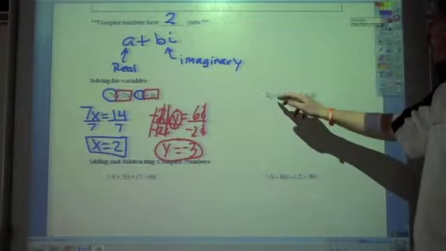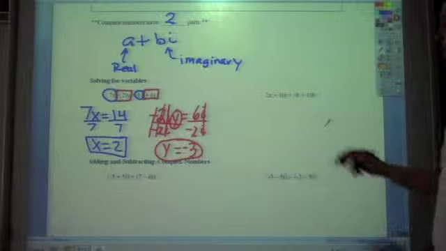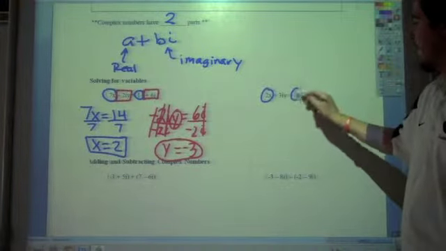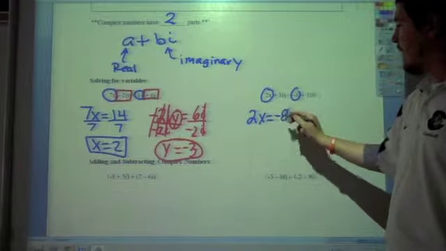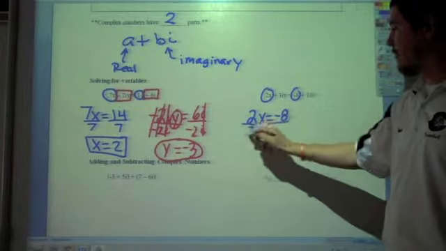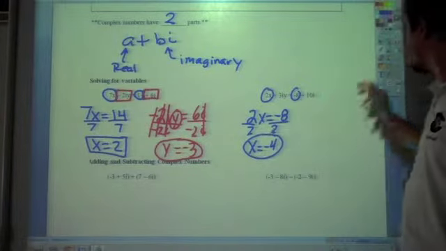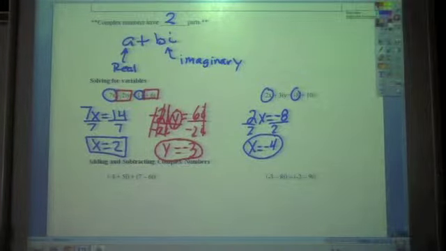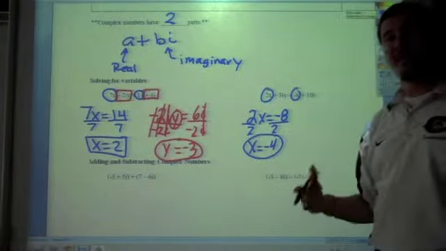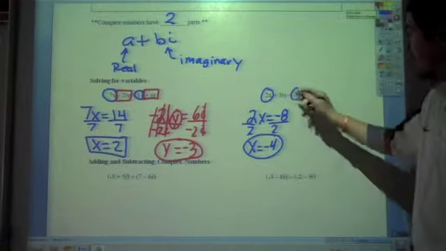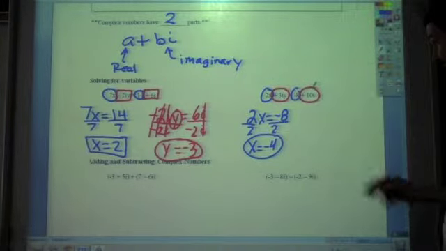Next example, 2x plus 3iy equals negative 8 plus 10i. Real parts, 2x, negative 8. Therefore, 2x equals negative 8. Divide by 2. x equals negative 4. Find the imaginary parts. Those are the parts that have the i. Any number that has an i is going to be an imaginary part. Positive 3iy, positive 10i.